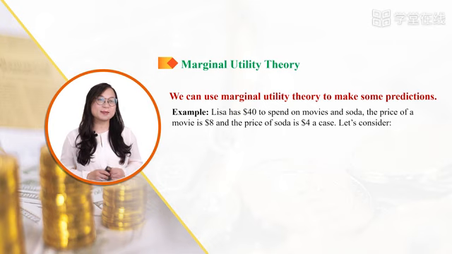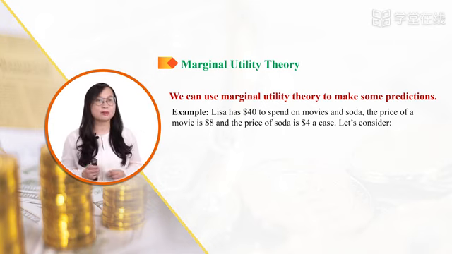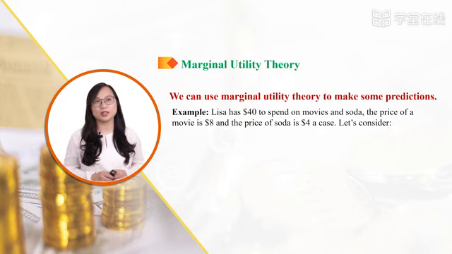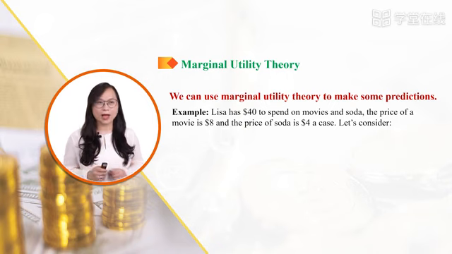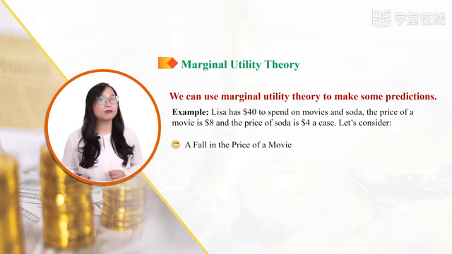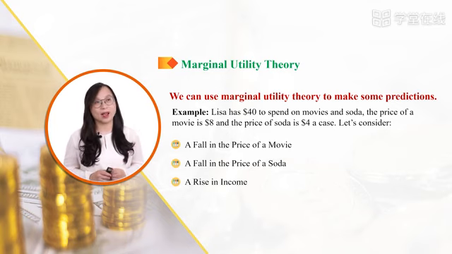Let's continue our example of Lisa. She has $40 to spend on movies and soda, and the price of a movie is $8, and the price of a soda is $4 a case. Then what will happen if, first, a fall in the price of a movie, second, a fall in the price of a soda, and third, a rise in her income?